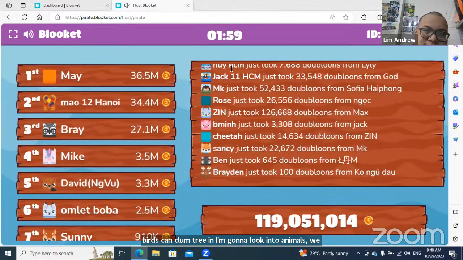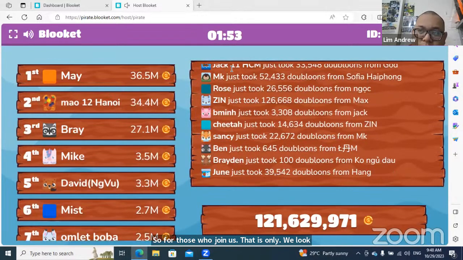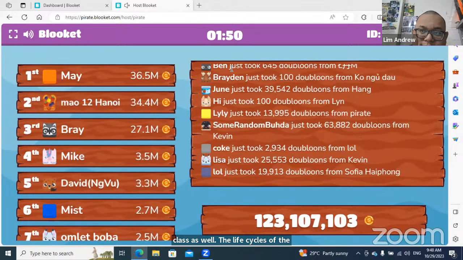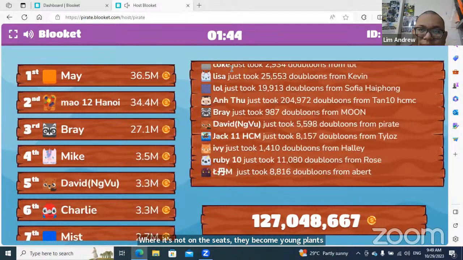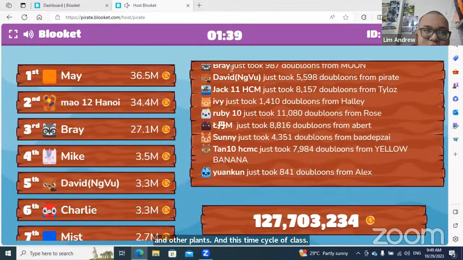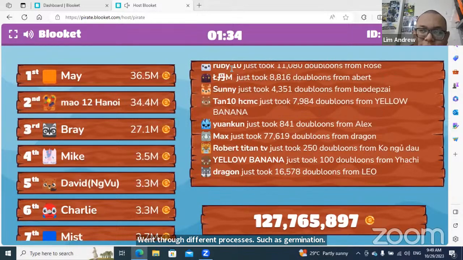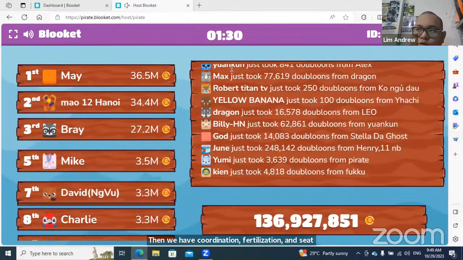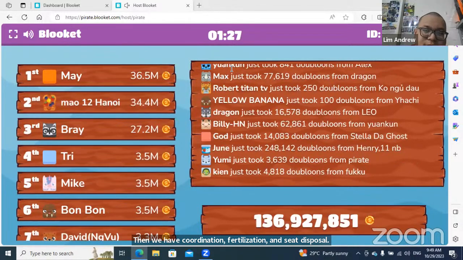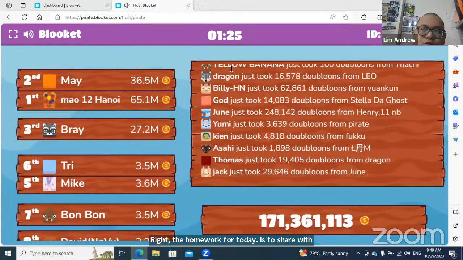For those who just joined us, we looked into the life cycles of plants as well, where it starts from seeds, then becomes young plants and adult plants. This life cycle of plants goes through different processes, such as germination, then pollination, fertilization, and seed dispersal.